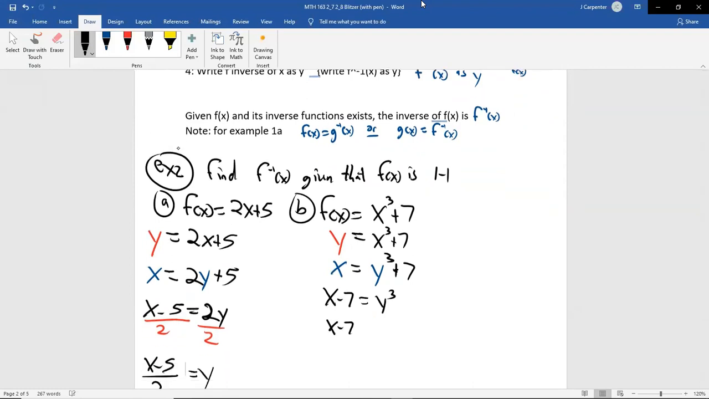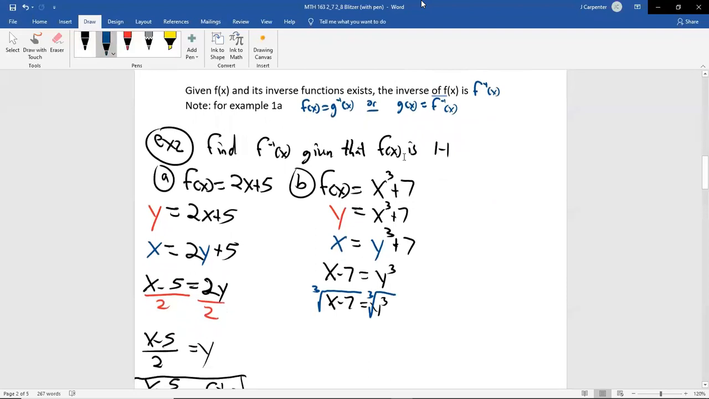If you have x minus 7 equals y cubed, to undo a cube, you cube root both sides. And you don't need a plus or minus since it's an odd index. Again, if this had been an even power, you'd need a plus or minus, maybe. Now that's normally the case, but I'm going to get there, and there are some special cases involved here. But let's not talk about too much at once.